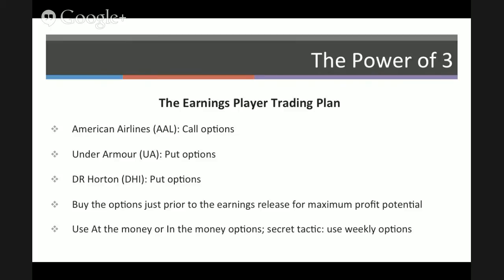But for Under Armour, you want put options because, again, we expect that company to miss its earnings, in which case you can look forward to a fairly significant repricing of the stock. And DR Horton also put options, as again we believe that company is going to miss its earnings. Now, the plan that you would execute is to buy the options just prior to the earnings release. That means within 1 or 2 days. Now, we'll give you our actual strategy with the earnings player in just a few slides, but I just want to give you a general plan here so you have a way to play these three names. So you want to do that just prior, so within 1 to 2 days of the earnings announcement.